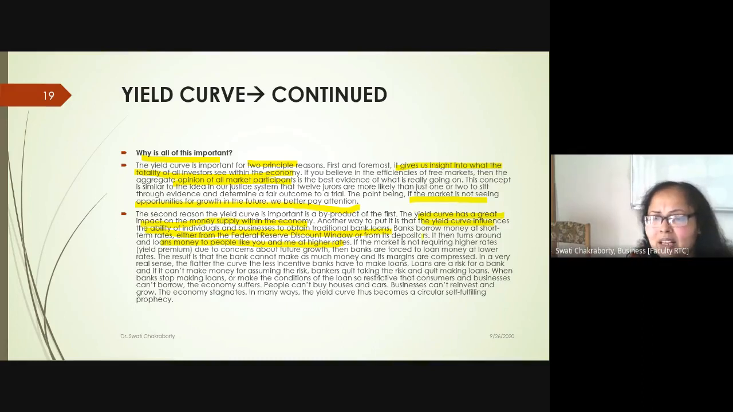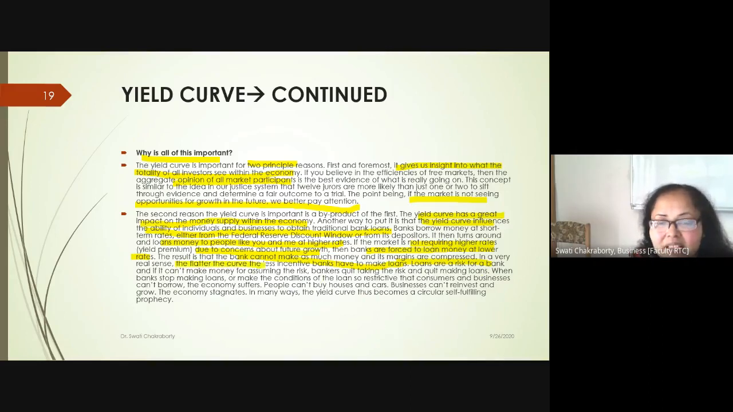And if the market is not requiring higher rates due to concerns about future growth, then what will happen? The banks are forced to loan money at lower interest rates when there's no future growth potential, like if the future doesn't look so good, right? So in that case, what happens? The bank cannot make so much money and the margins are less. So it's very much what happens in this case.